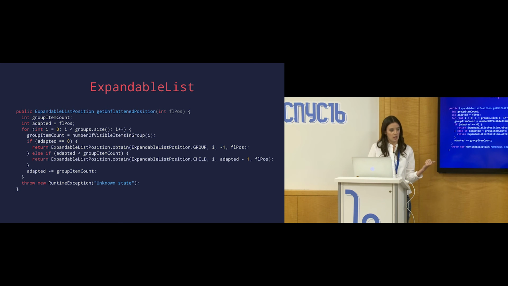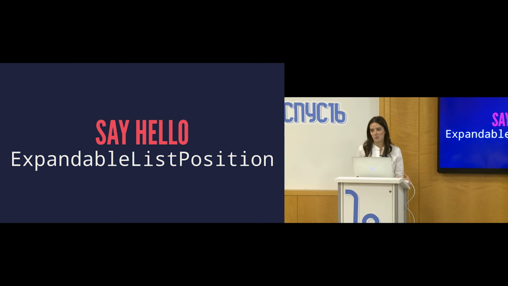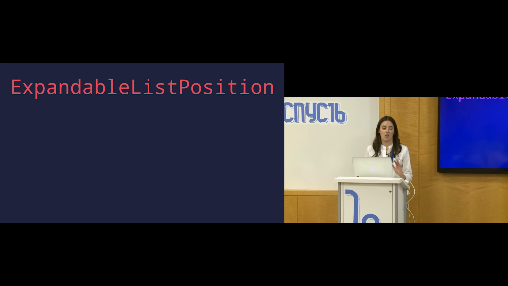The object it's returning is called ExpandableListPosition. This class, let's say hello to it, is a direct copy and paste from the Android SDK. It just has package local scope, so I couldn't use it, but I did nothing to it. I didn't touch it at all. ExpandableListPosition is an object that can refer to an item in an expanding list. It can refer to either the child or the group. It has 4 methods on it.